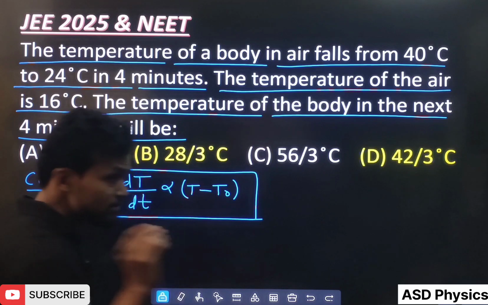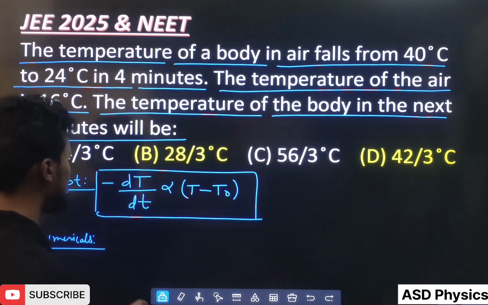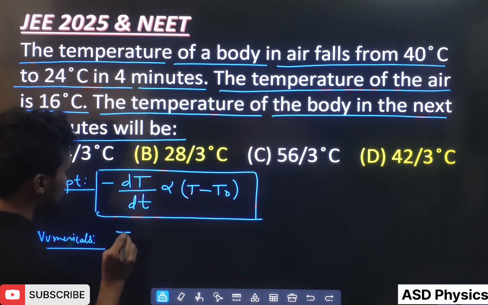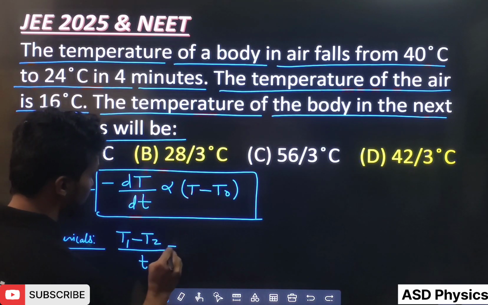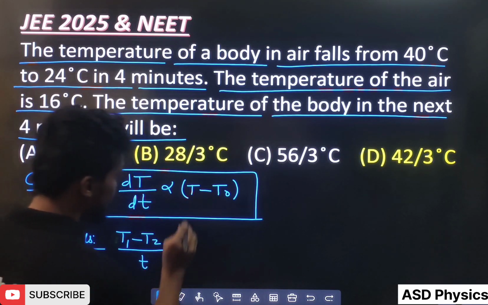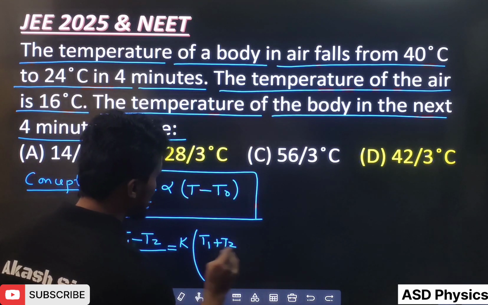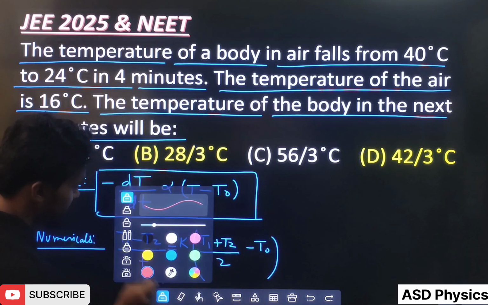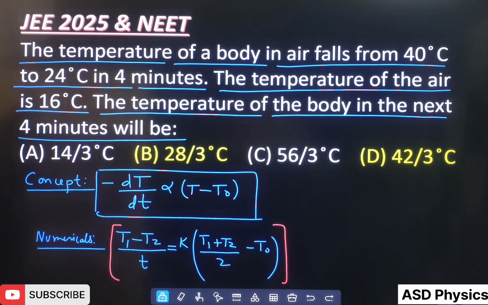But remember, whenever we have to solve the numericals, what will we write here? We can write that dT means T2 minus T1, the change in temperature, but the minus sign is there. So minus of T2 minus T1 becomes T1 minus T2 by small t, is equal to a proportionality constant K times, where T is the average temperature of the body, that means T1 plus T2 by 2 minus T0. This is the formula we have to use. Very clear, you can see the formula. Now after that we will come to the question.